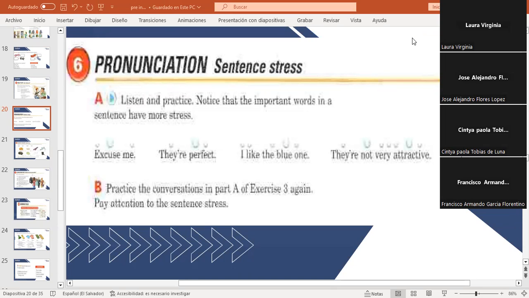This is the thing how we practice, okay? This is how we practice our English. This is just to warm up our class, entrando en calor, warming up the class, and practicing pronunciation. If you see these phrases are simple, the only thing you have to do is practice. Like practice the conversations in part A of exercise 3 again. Pay attention to the sentence stress. Y ahí estoy practicando. Got it? Okay, let's go to the next exercise.